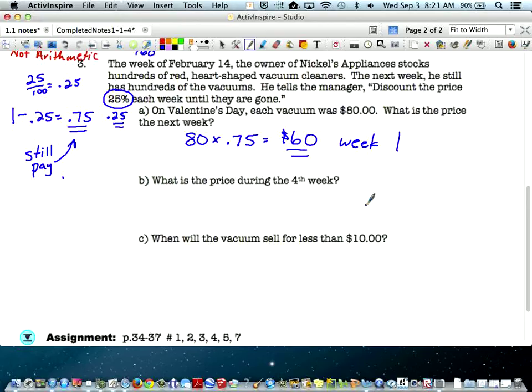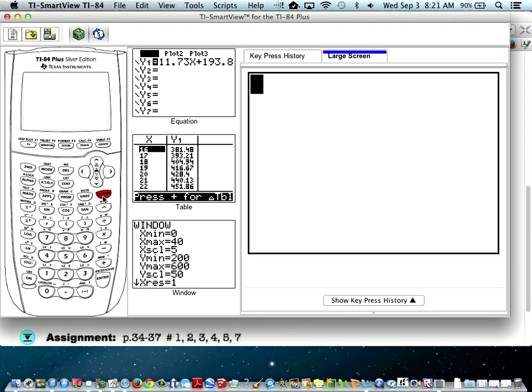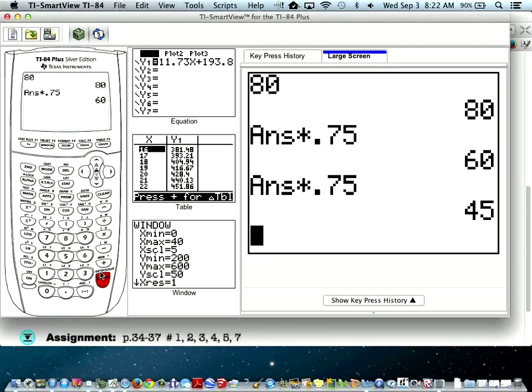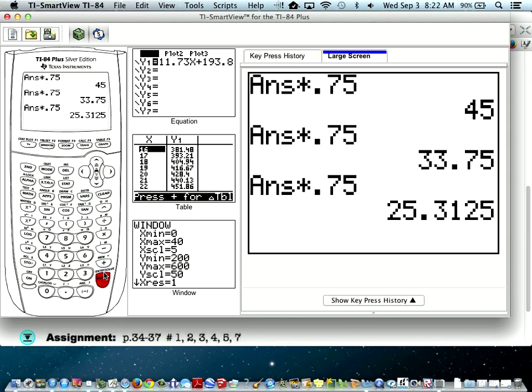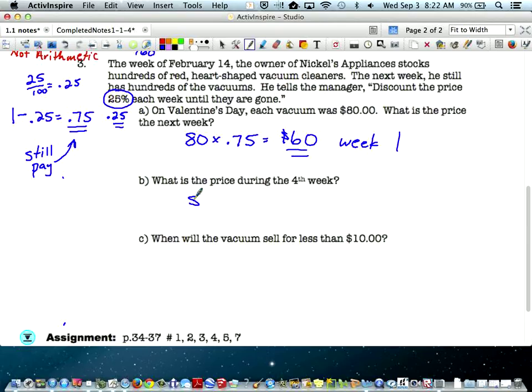What is the price during the fourth week? So 80 times 0.75. Week 1, week 2, week 3, week 4. So they're all the way down to 25.31. So in the fourth week. So this brings up that point of paying attention to whether they're giving you a zero term or a 1.